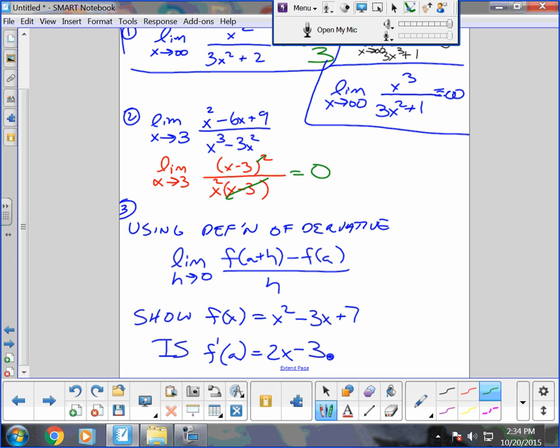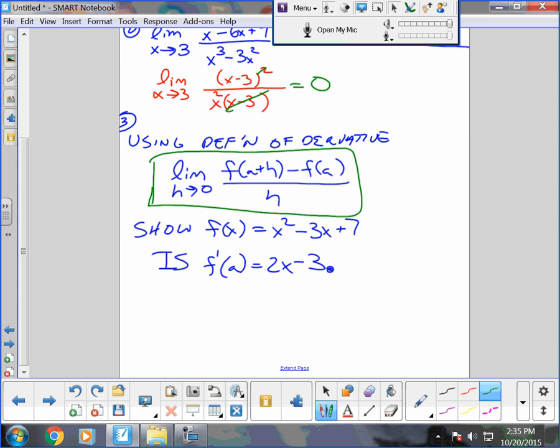Number 3 says use the definition of derivative, which I shouldn't have to tell you guys. When I say derivative, you should know it's f prime, and you should know that it's this limit. I said show that f of x equals x squared minus 3x plus 7 has derivative f prime of a. So, if I'm going to show this, I have to go out the steps. So I have to put in (a plus h) squared minus 3 times (a plus h) plus 7.